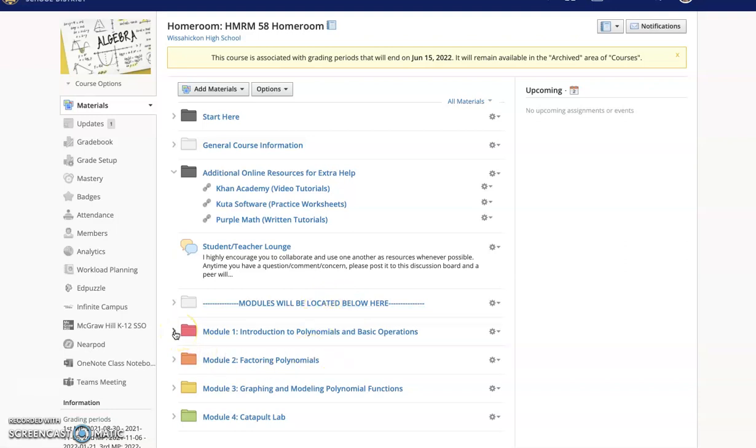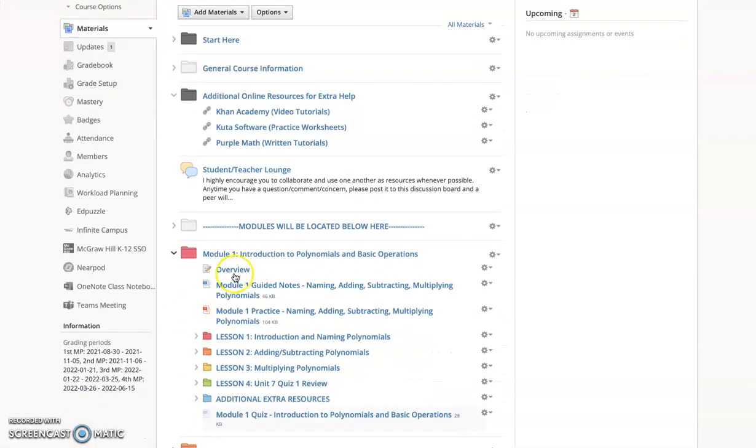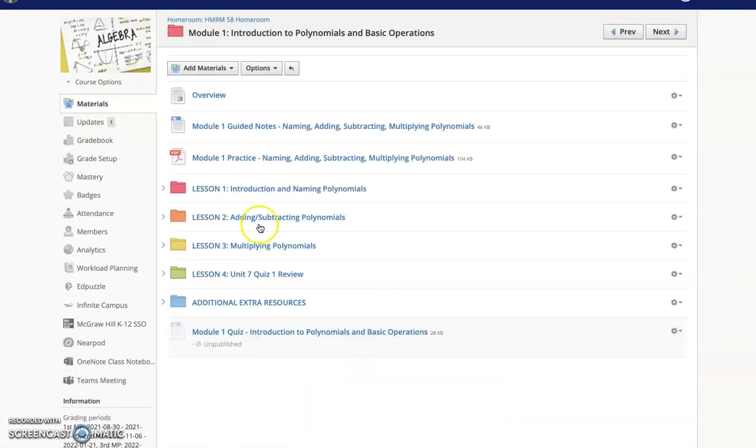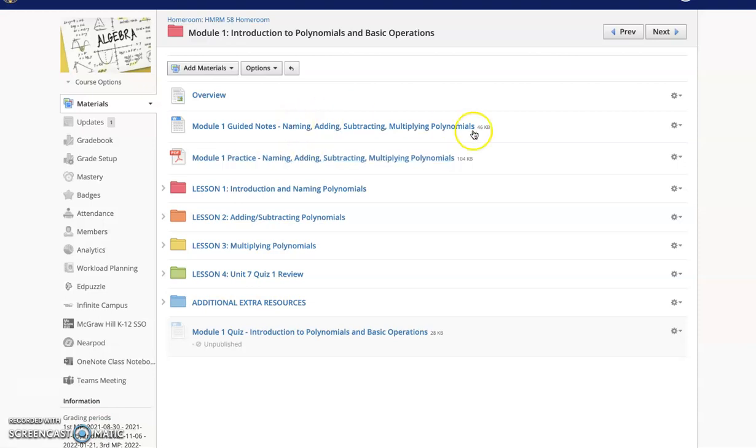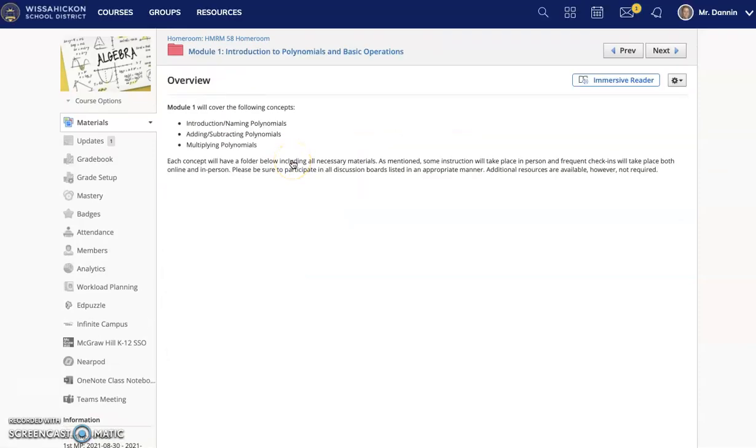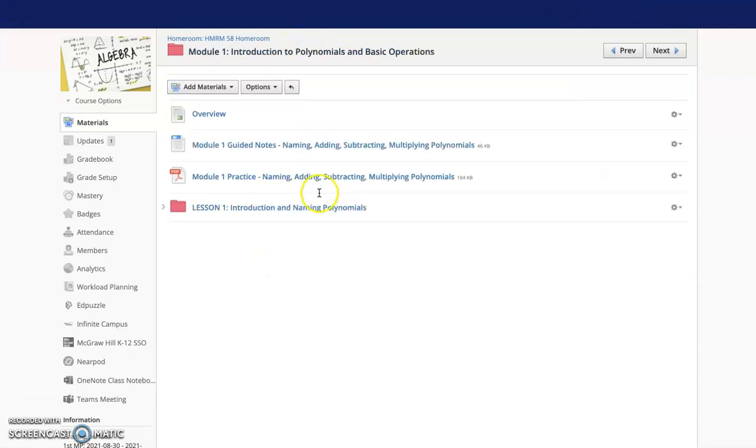To go a little bit deeper, the module 1 that I will cover is called Introduction to Polynomials and Basic Operations. Within this folder, you will see an overview, guided notes, and practice. These two documents will be used for the whole unit. Students will be given a packet for these in class and will have access to them, and they will align closely with each individual lesson. The overview provides expectations for the students as they progress through the module. It gives the goals and the concepts that are covered and provides some information on how to navigate through the module.